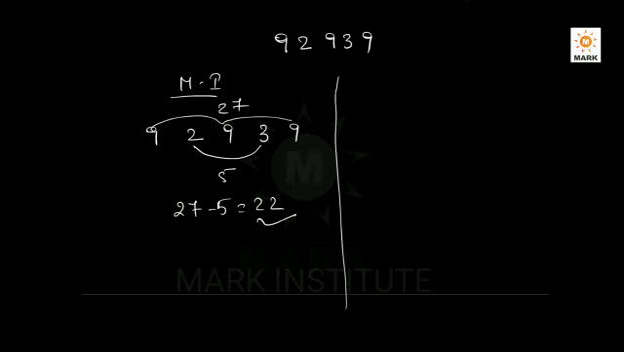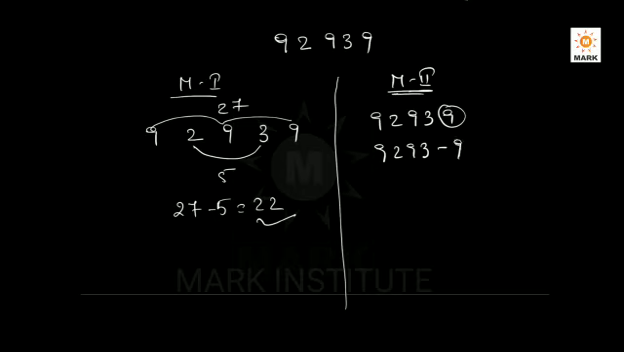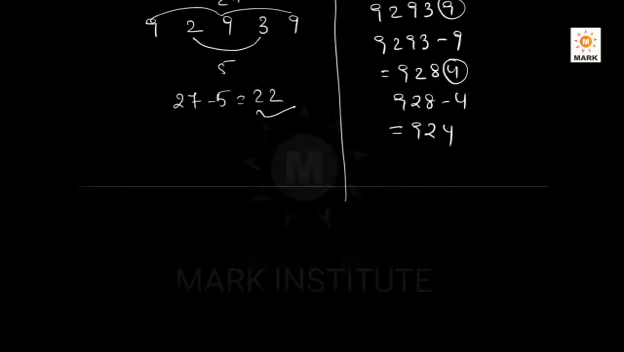Or else, second method, not that popular, but this one also you can use. 92939. Take the units digit. 9293 minus 9, the result is 9284. Again take the units digit. 928 minus 4, so it is 924. Clearly 924 I can say is divisible by 11, but still 92 minus 4, it is 88.